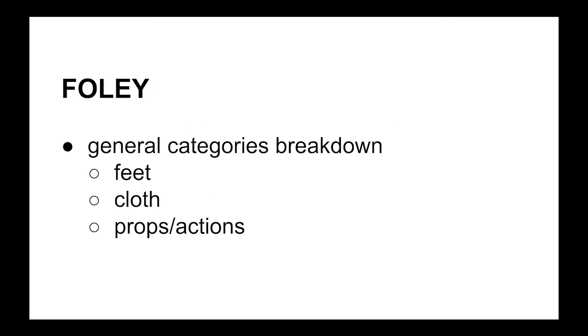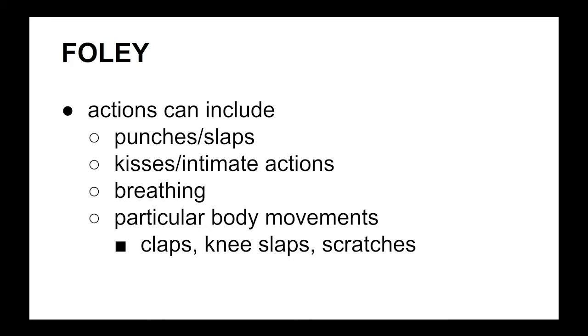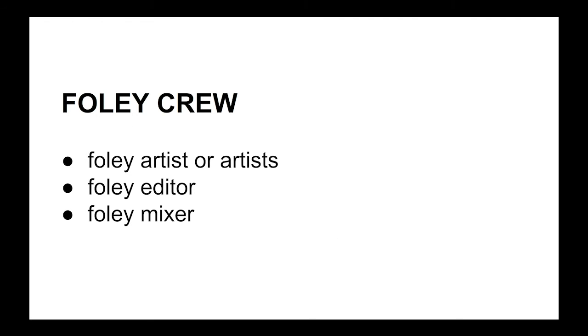The general breakdown for categories is you would record a foot pass, or feet, a cloth pass, and then a props actions pass. So you could have three general categories for each character. The actions include punches, slaps, intimate actions, breathing, any particular body movements. These are all the things that would be recorded onto the props actions pass.